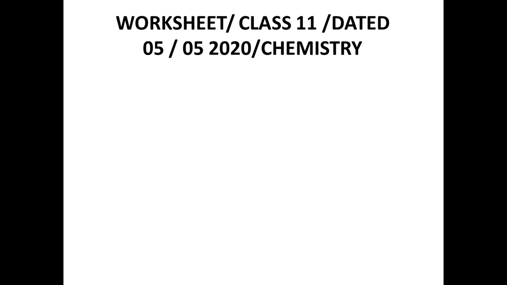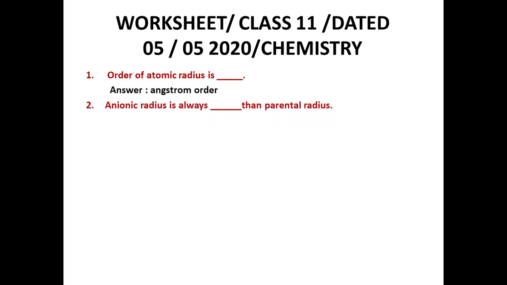So this is all about today's lecture. I provide some questions, you have to give the answers. If you have any doubt, you can ask. In the next lecture we include periodicity. First question, order of atomic radius: I already told you that the radius of an atom is of the angstrom order, that is 10 raised to power minus 10 meter.